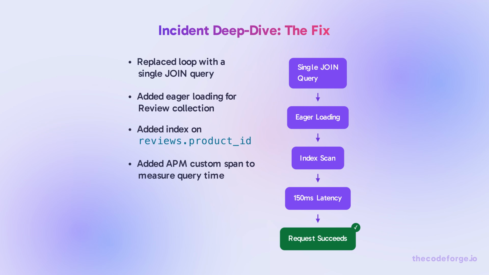The fix was to change the code to use a single join query: select from products left join reviews on products.id equals reviews.product_id where products.id equals. They also added eager loading, an index on reviews.product_id, and an APM custom span to measure query time. After the fix, page latency dropped to 150 ms even at peak traffic, and database CPU dropped to 25%.